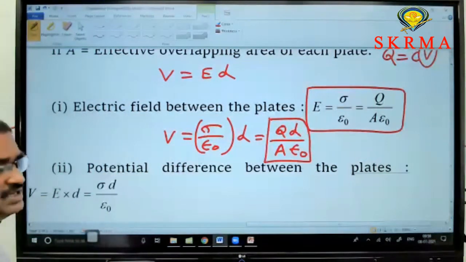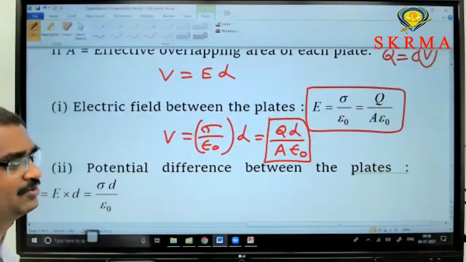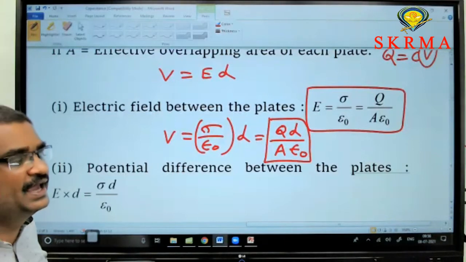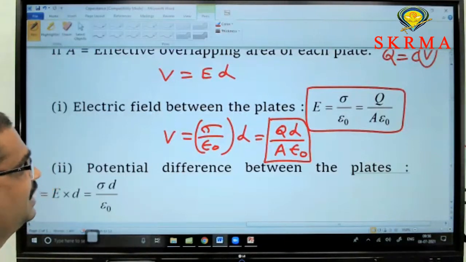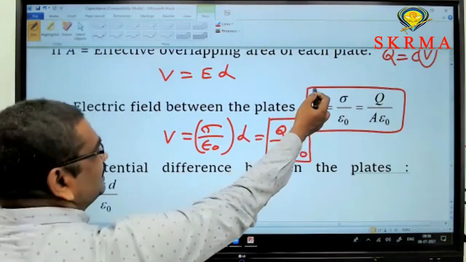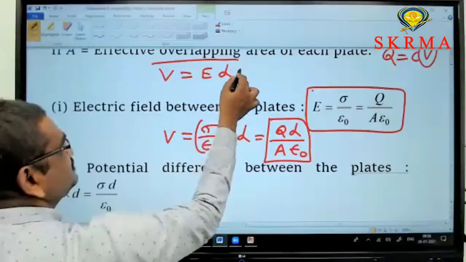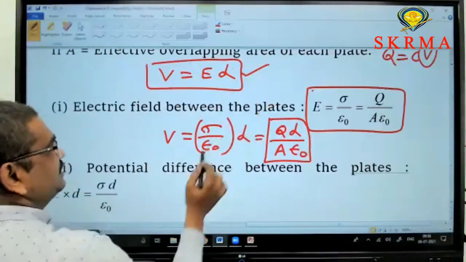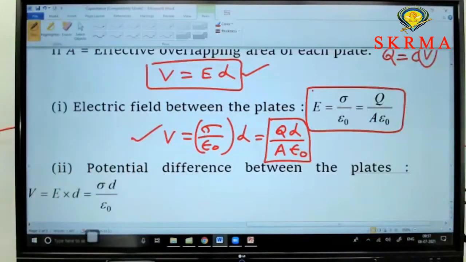The potential difference across the capacitor plates is Q into D by A epsilon naught. How did we get this? First calculate the electric field, then substitute that electric field in this equation, and you will get the potential equation.